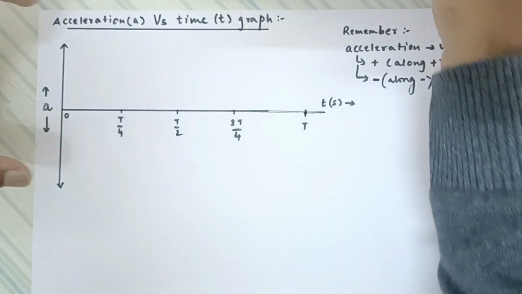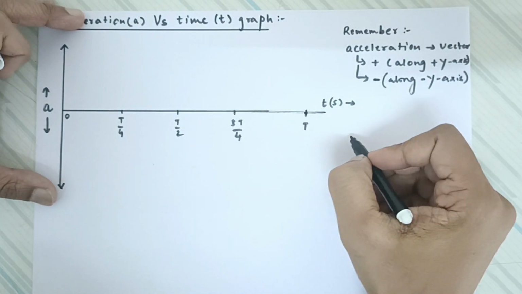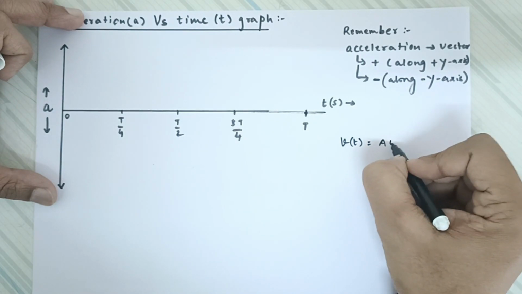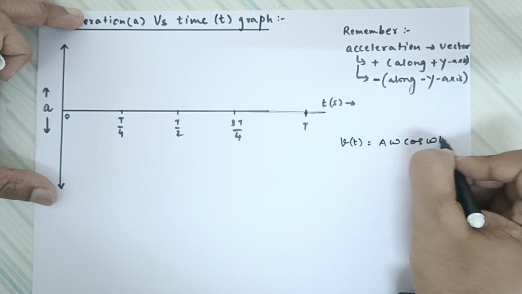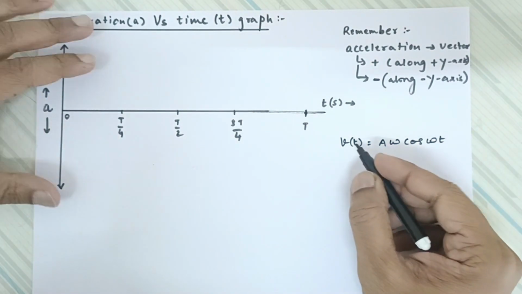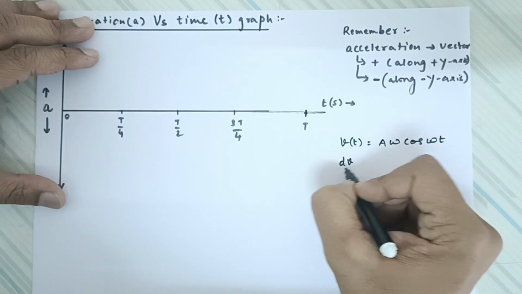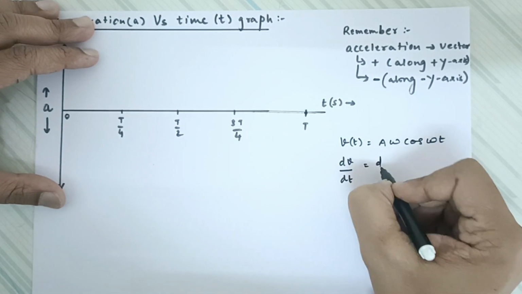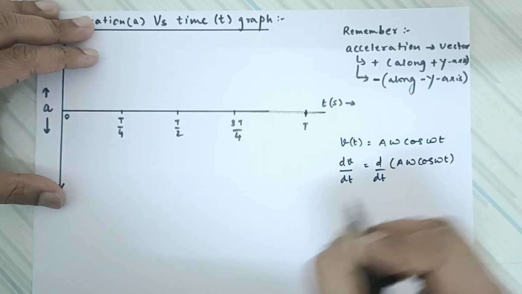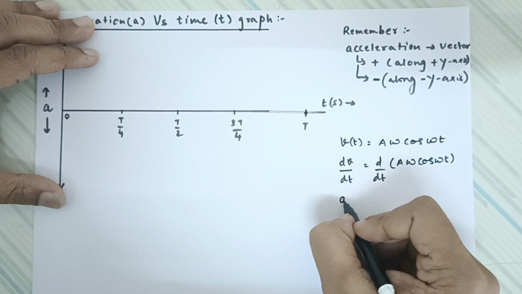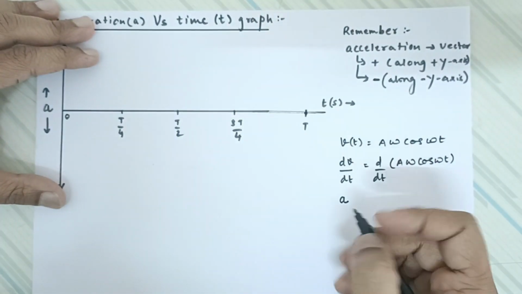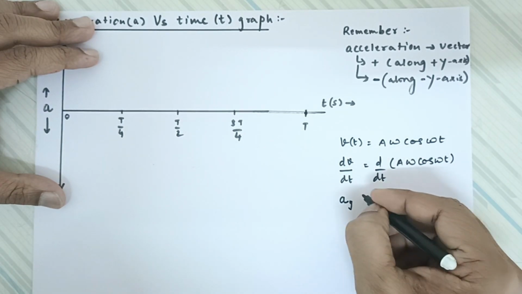So first of all, we do know the fact that velocity was a omega cos omega t. Now this is the velocity as a function of time. I am going to differentiate this. So dv by dt is equal to d by dt of a omega cos omega t. Now this is the acceleration. In which axis? Velocity is changing in the y direction, so the acceleration itself is in the y direction.